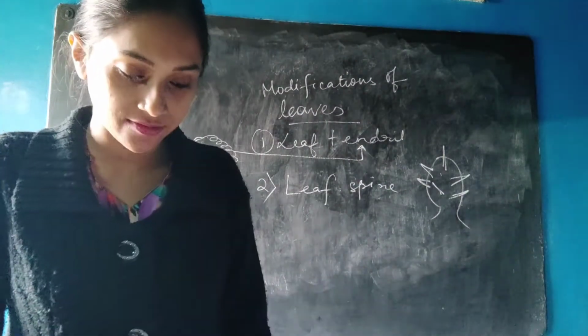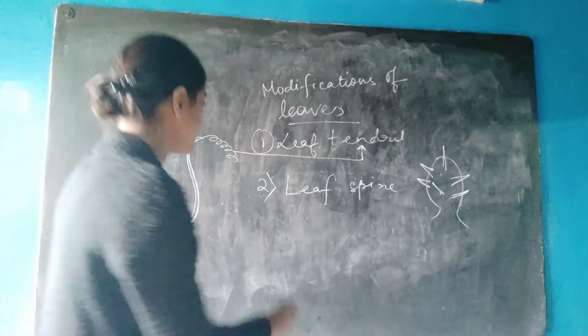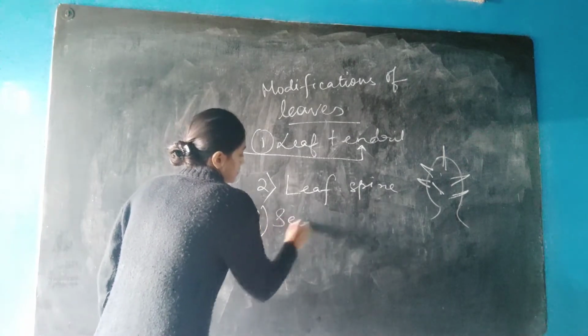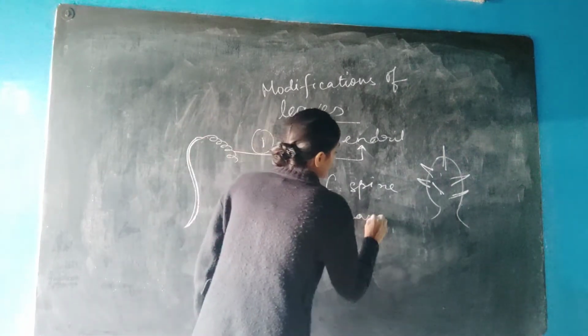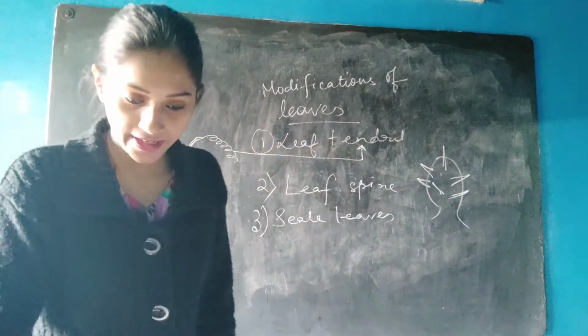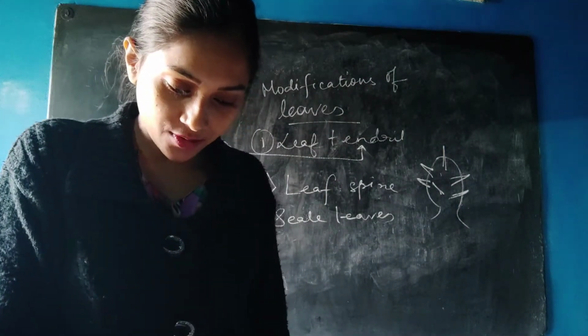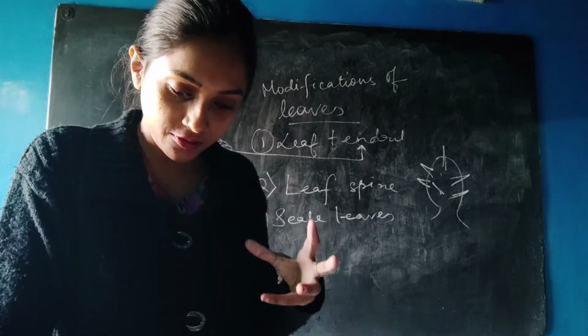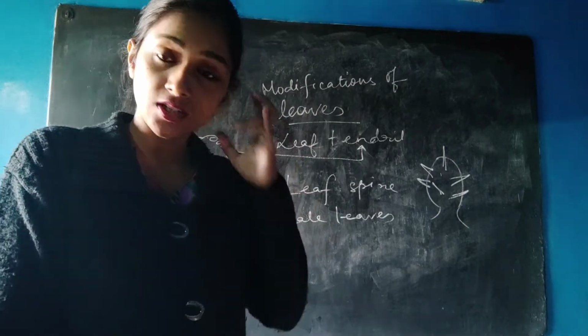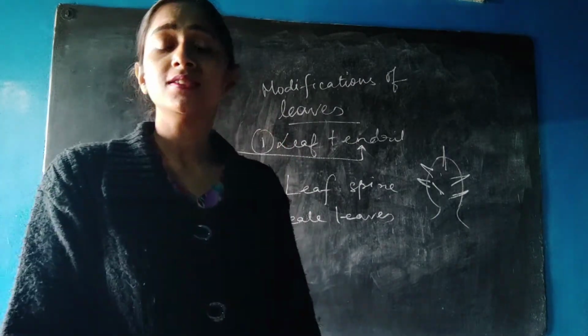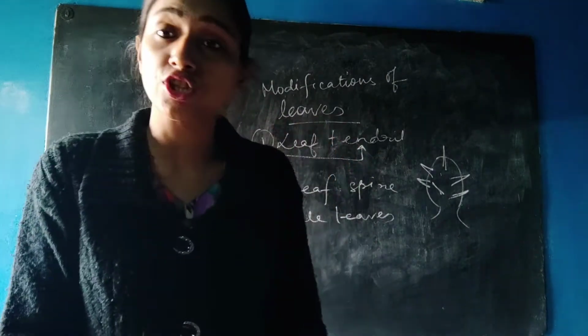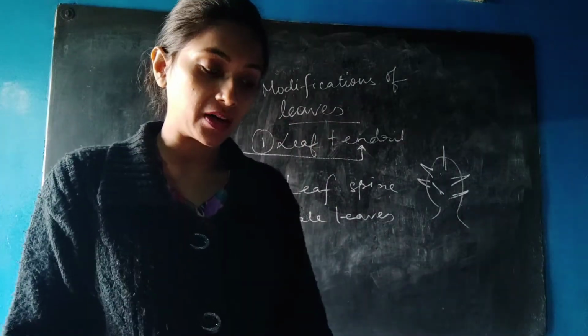Next are the scale leaves. What are these scale leaves? These are present generally in onion. These are the scale leaves which perform the function of protecting buds. These are present in onion, ginger. They help in the protection of the inner content or inner buds.